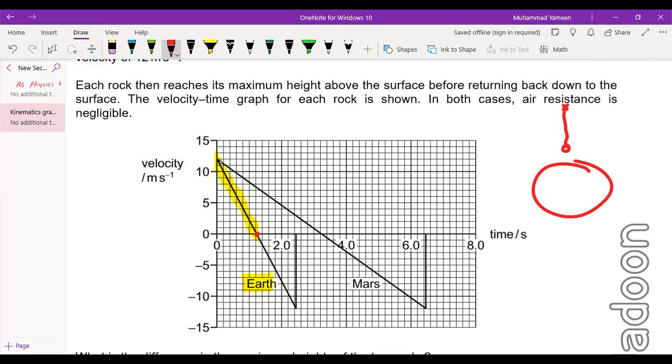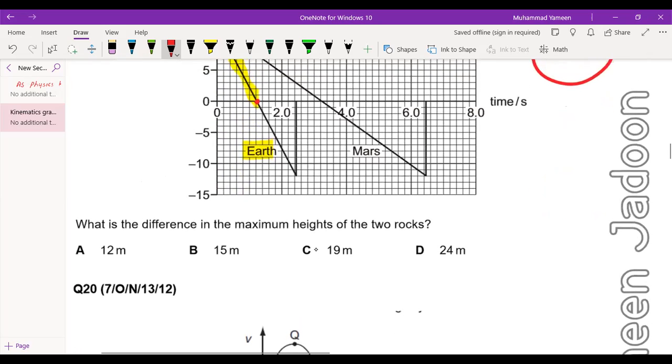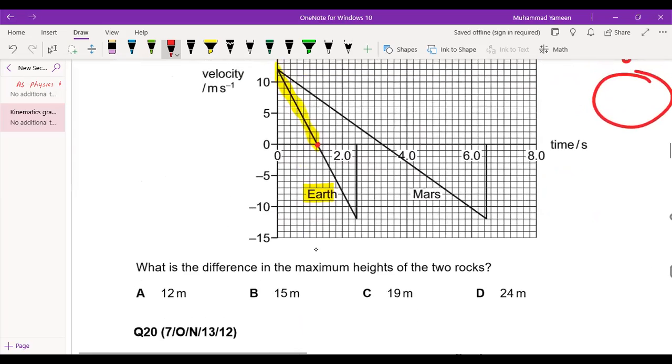Same is true for Mars. The initial velocity is same. It reaches the top position at this time, then it is going down. So what do we have to find? What is the difference in the maximum height of two rocks?